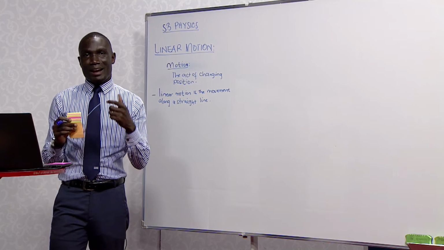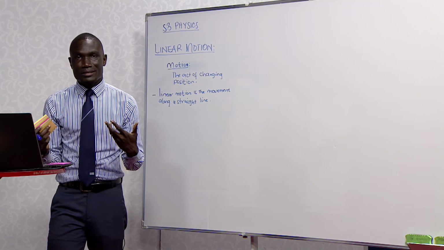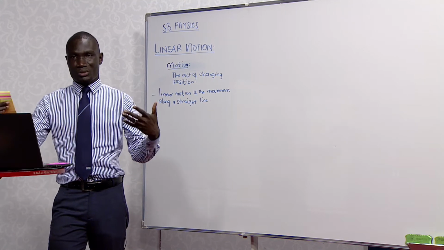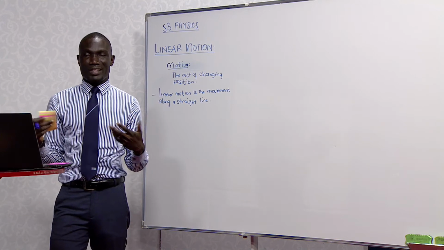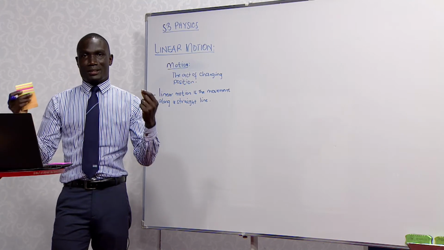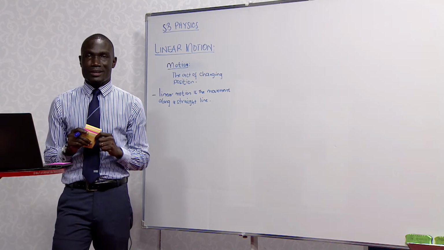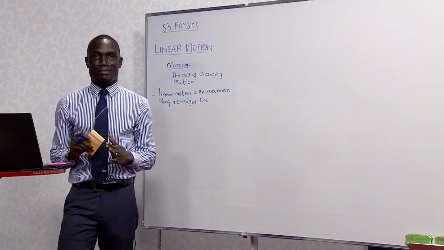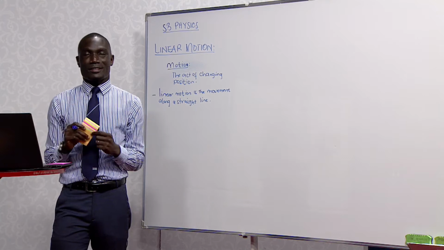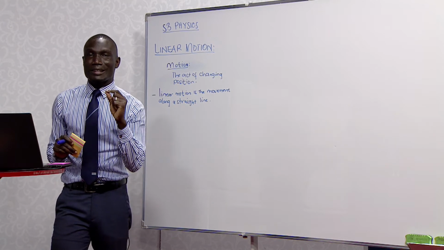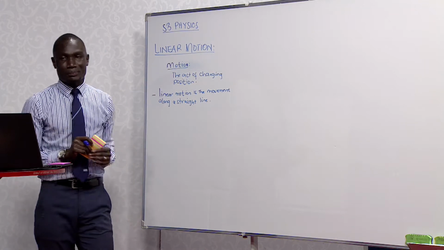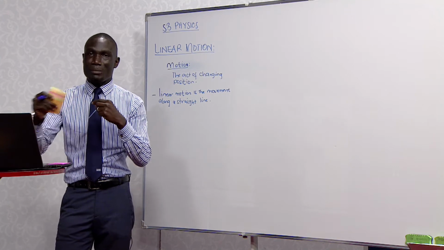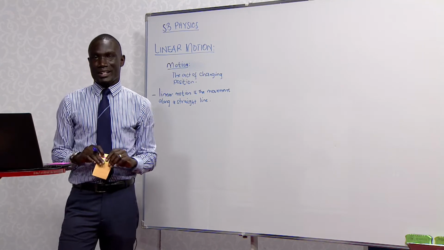Take note, I have said that motion itself is the act of changing position. You move from position A, go to another position B, then to position C. That we call motion, the act of changing position. But during the process of changing position, this movement can be along a straight line. And if the movement is along a straight line, we call that linear motion. Take note that the word linear comes from line. So linear motion is the movement along a straight line.